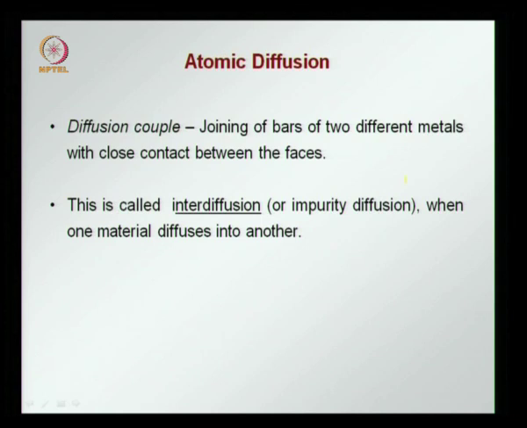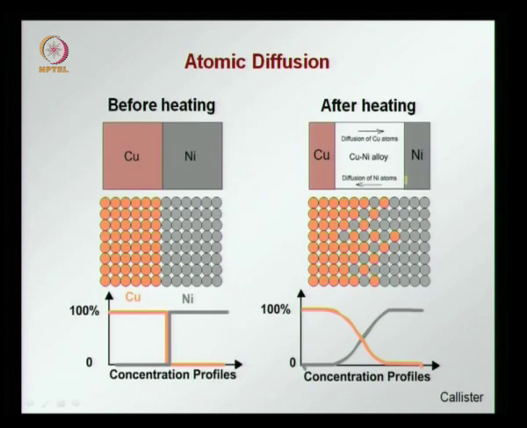Diffusion can also occur in metals, and an example is in a diffusion couple where you have bars of different metals closely in touch with some heat applied, and the diffusion now occurs between the two bars. This is called interdiffusion or impurity diffusion, and that you see here in these figures more clearly.